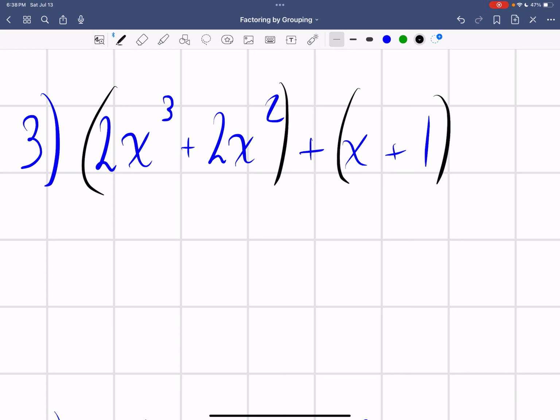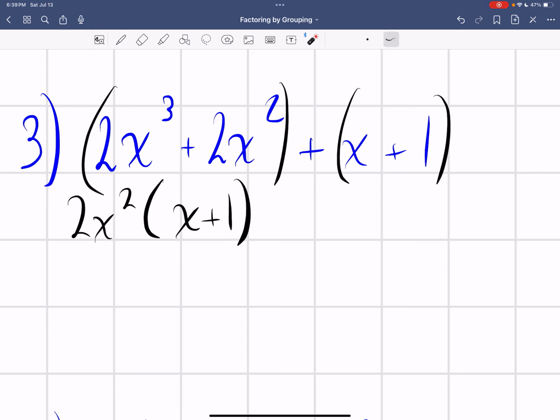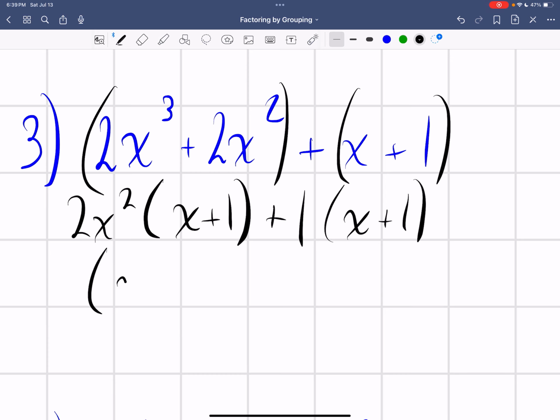What's our GCF of the first 2? That's going to be 2x squared. What do we have left? X plus 1. Well, the second group doesn't really have a GCF, but let's just pull out a 1, just so we have something out there. And of course, we'll still have x plus 1. Same thing appears twice, so it worked. Our 2 factors are that thing that appeared twice, x plus 1, and the stuff on the outside, 2x squared plus 1.